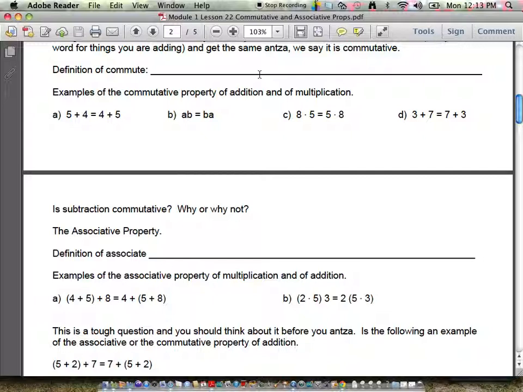What? 5 to 4, then what? 4 to 5. Albany to Bermuda. Bermuda to Albany. We're switching here. 8 times 5, 5 times 8, 3 plus 7, 7 times 3. Now, the first one and the fourth one would be called the commutative property of addition.